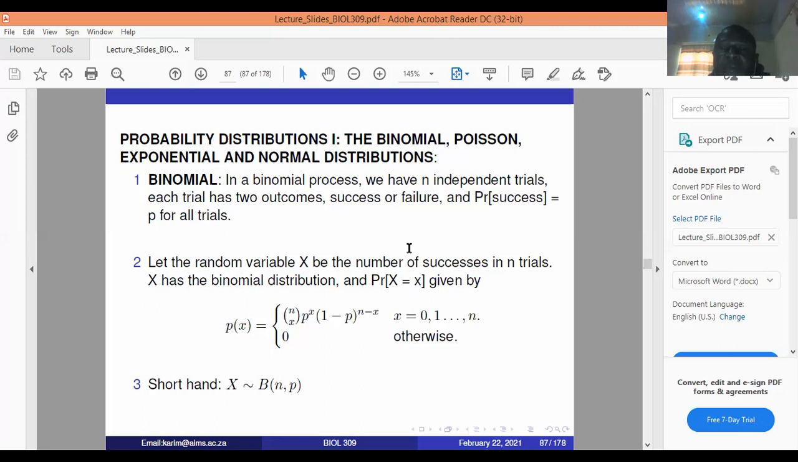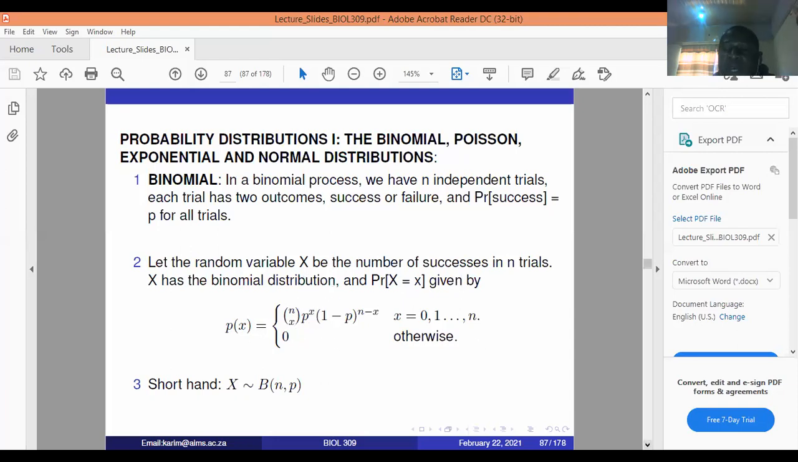death, occurrence of disease or no occurrence of the disease, infection or no infection. So when you record data of this nature, then we said the data has a binomial distribution, and the probability distribution describing a binomial random variable is described as this.